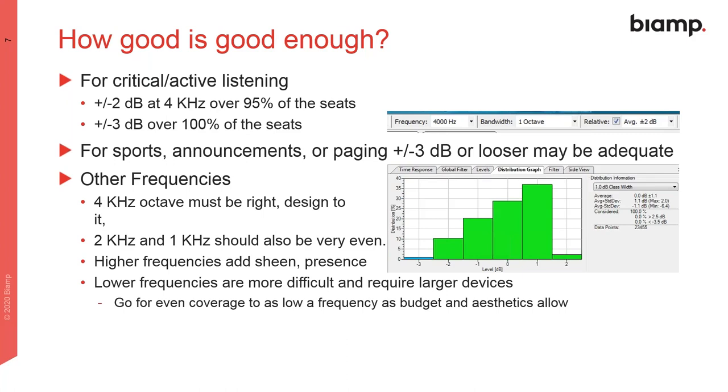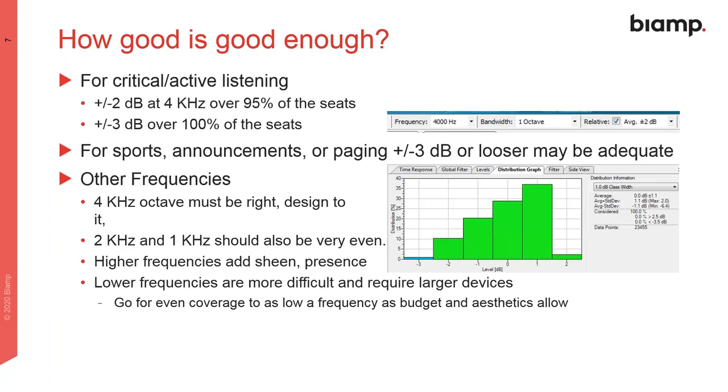Other frequencies: 4 kilohertz must be right. If 4 kilohertz isn't right, then you need to keep working until it is. 1 and 2 kilohertz should also be very even, and that's largely dependent on how constant the directivity of the loudspeaker is. If the speaker's balloon polar patterns are pretty much the same at 1 kilohertz, 2 kilohertz, and 4 kilohertz, then you get 4 right, and 1 and 2 are taken care of as well.